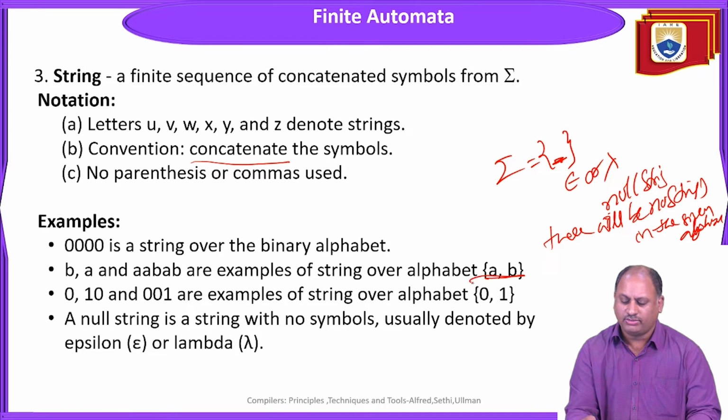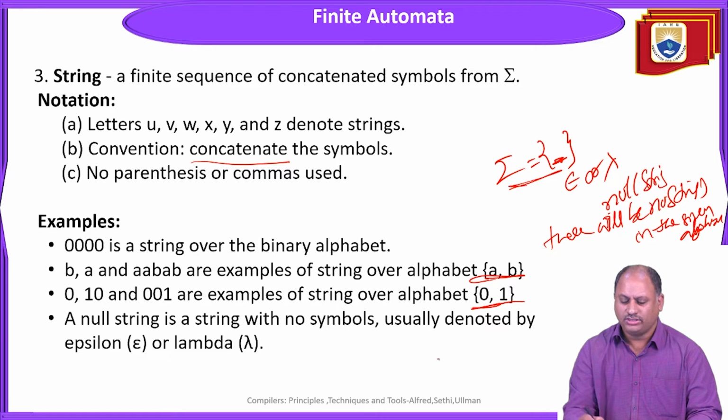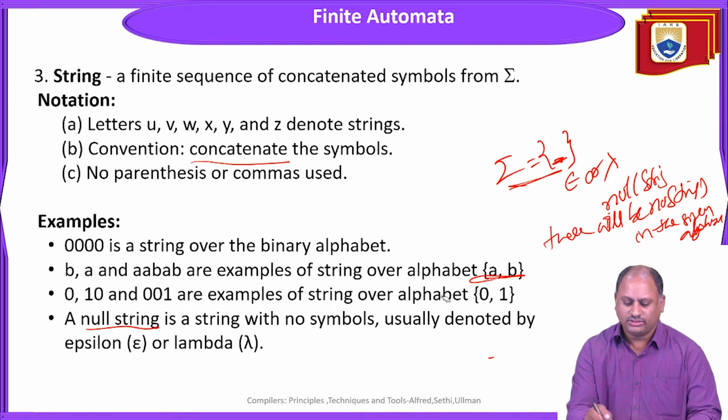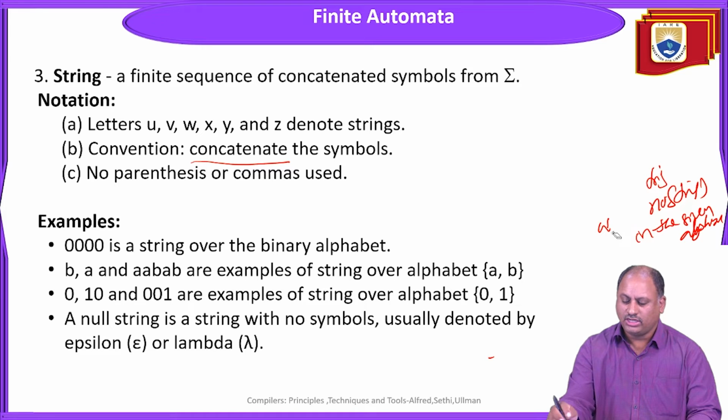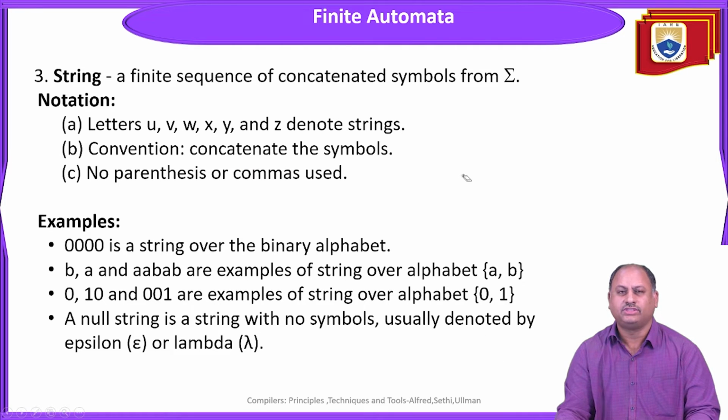That means the alphabet is empty. Previously I took examples: the alphabet is a, comma b, or the alphabet is 0, comma 1. But in this case, the null string means there are no symbols. Here sigma equals empty, and this empty is denoted by epsilon. Epsilon indicates that the alphabet sigma does not contain any symbols. That is one aspect of the notation for alphabets and strings.